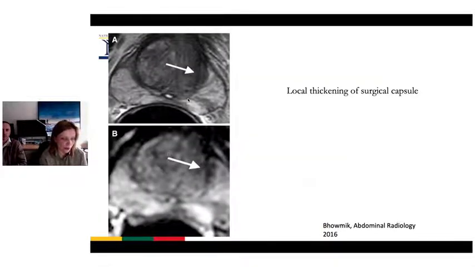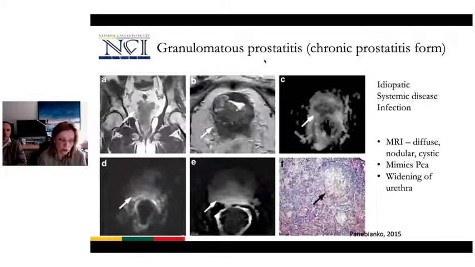Local thickening of the surgical capsule between the transition zone and peripheral zone. Sometimes it can also be mistakenly called cancer. It has no contrast enhancement. Granulomatous prostatitis is one of the different diagnoses to consider.